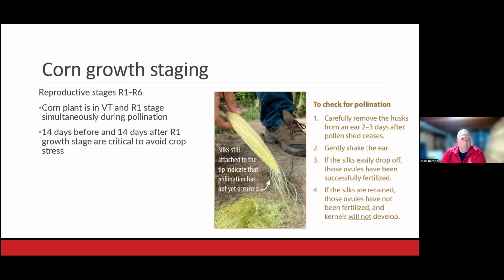So it kind of catches some of those later V time frames, vegetative time frames, and then into that R1 time frame as well. Trying to avoid crop stress again at that point.